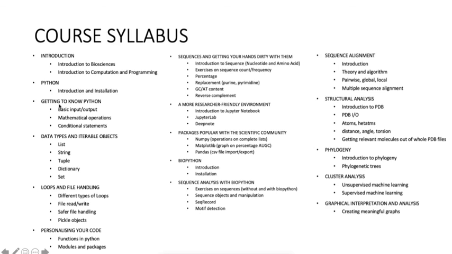Then we learn more about Python and try to get our hands dirty with it: the basic input output, mathematical operations, conditional statements like we saw in the slides. Then we tell you about the data types and iterable objects like lists, strings, tuples, dictionaries, like some examples we saw in the slides. Then we tell you about loops, like how to do the same things again and again with just simple code.